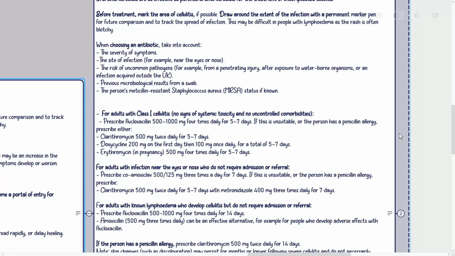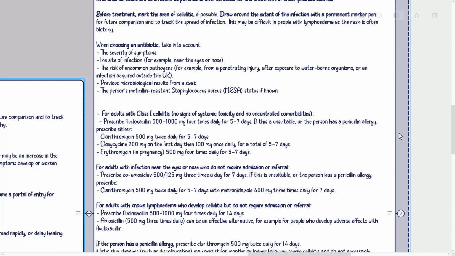When choosing an antibiotic, take into account the severity of symptoms, the site of infection, for example, near the eyes or nose, the risk of uncommon pathogens, for example, from a penetrating injury after exposure to waterborne organisms, or an infection acquired outside the UK, previous microbiological results from a swab, the person's methicillin-resistant Staphylococcus aureus, MRSA, status if known.